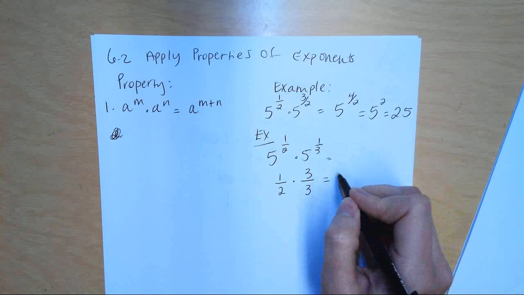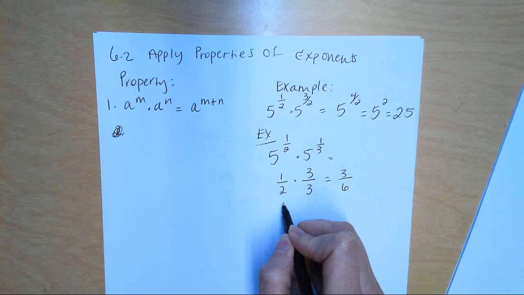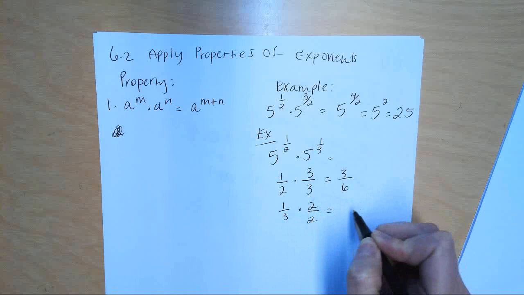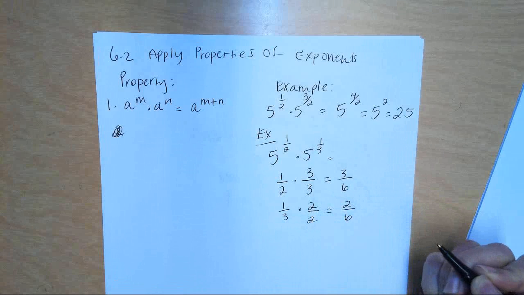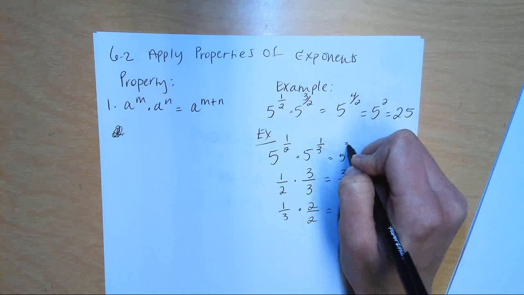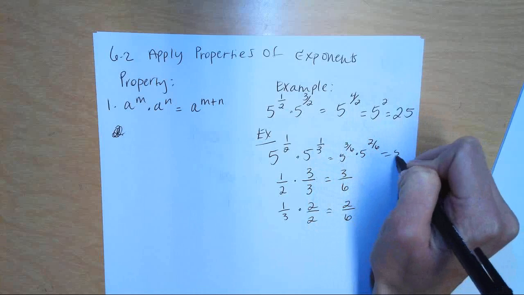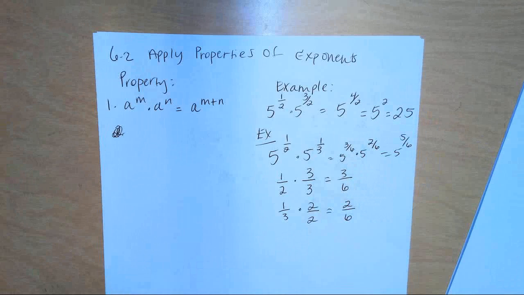Okay, so this would be 3 over 6. And then 1/3 times what? 2 over 2 is going to be 2/6. So this would give us 5 to the 3/6 times 5 to the 2/6, which is 5 to the 5/6. Right. Yes, it doesn't simplify.